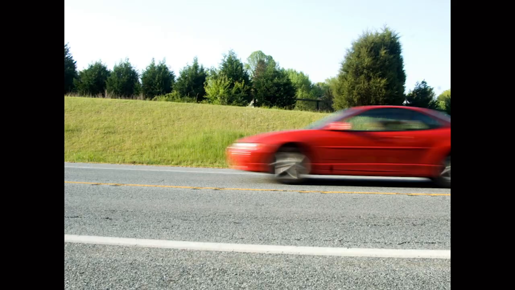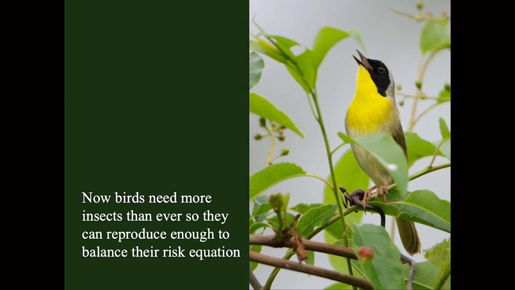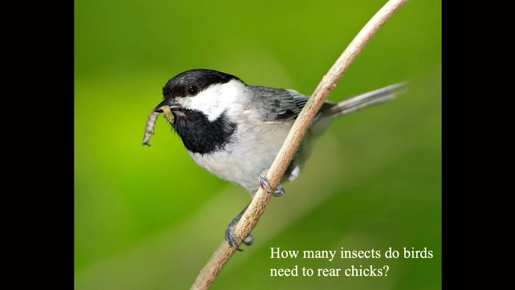About 100 million birds killed by cars every year. And these are all risks that didn't used to exist for migrants. So now they need to reproduce even more in the temperate zone to balance the losses they suffer from their migration each year. How many insects does it take for a bird to reproduce?